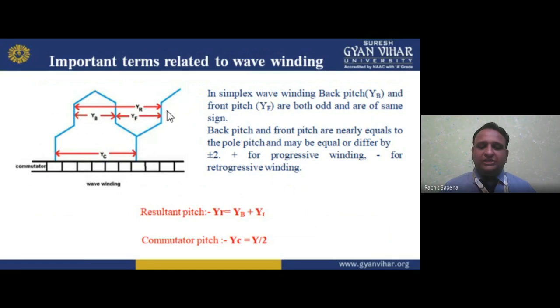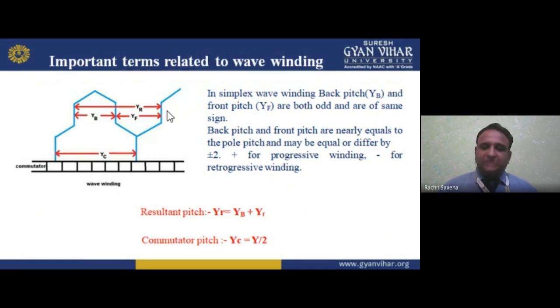One thing is very clear, which we have to always keep in mind: if the resultant pitch is the addition of the two pitches, back and front, then we call it the resultant pitch. If addition is there, we call it wave winding. If subtraction is there, we call it lap winding. So wave and lap, both windings are there.